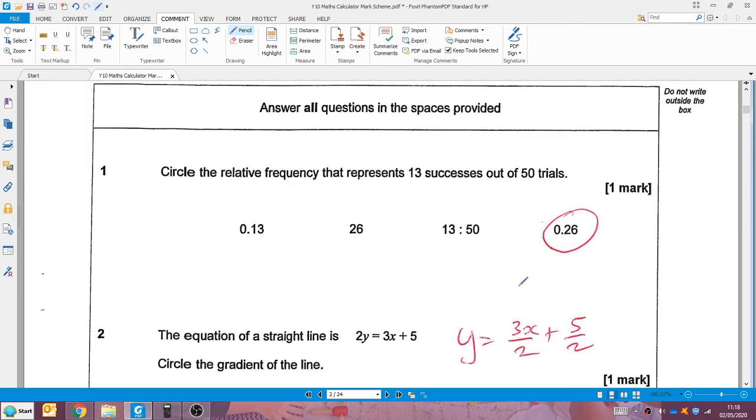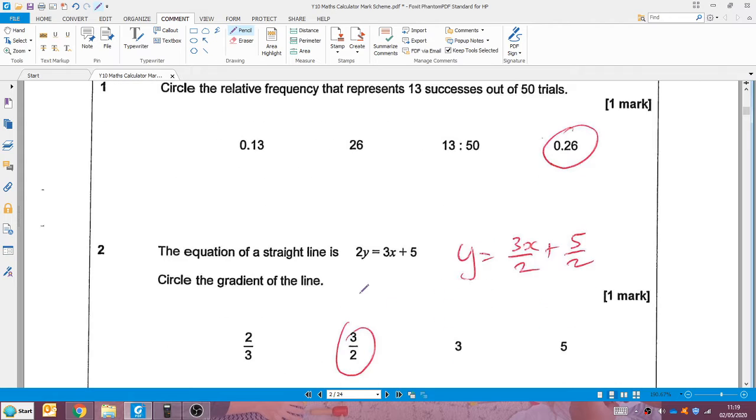Relative frequency means an experimental probability. We've not done probability, that's year 11, but it's basic. We want 13 out of 50, and with a calculator that comes to 0.26. So 13 out of 50 is 26 out of 100, 0.26.